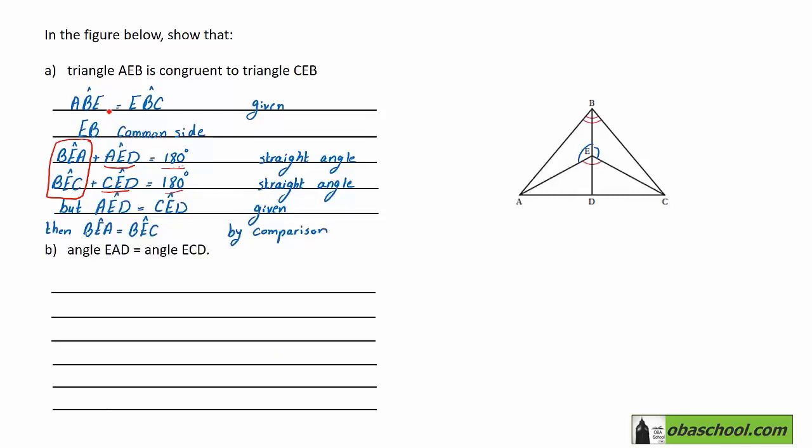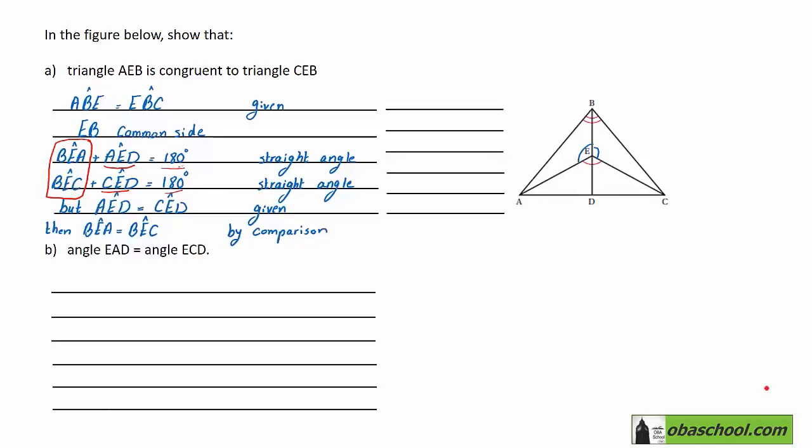Now, after proving the common side and the given angles equal, we now have the two triangles AEB and CEB congruent by ASA, angle side angle. Now part B, it says angle EAD and angle ECD.